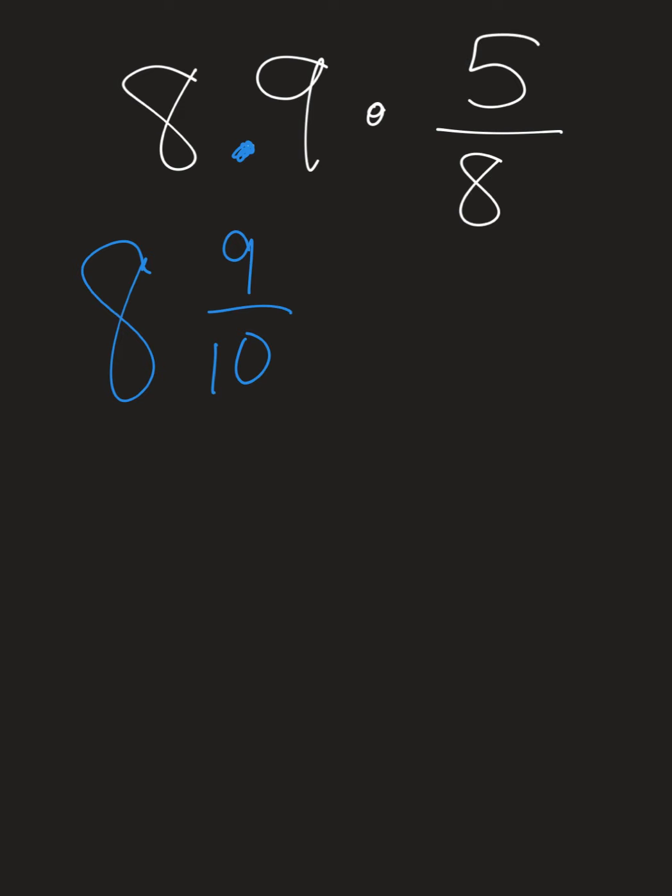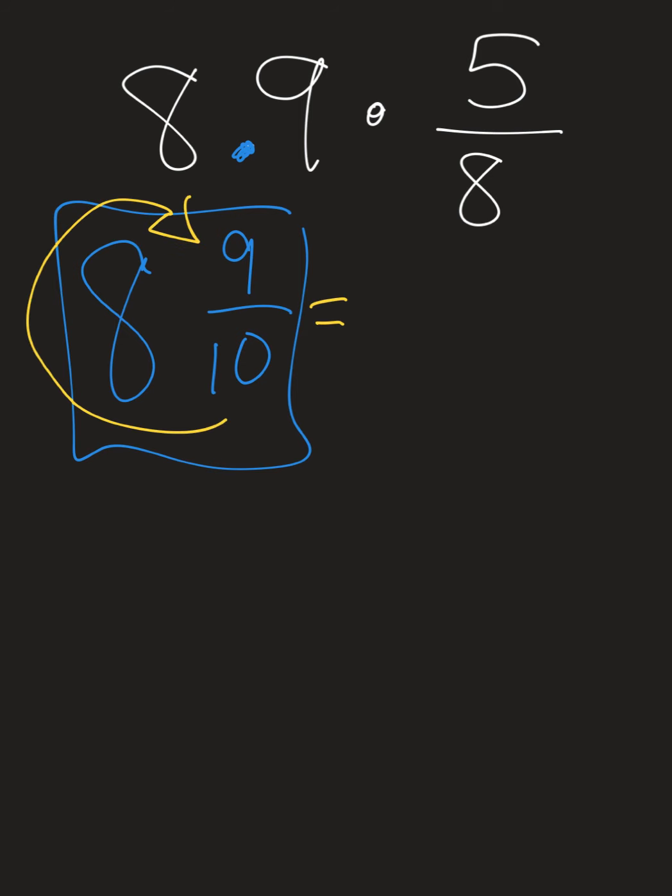Now to multiply, I need this to be an improper fraction, right? Well, it's easiest if I have an improper fraction. So I'm going to use that C method. 10 times 8 is 80, plus 9 is 89 over 10, and I'm multiplying it by 5 over 8.